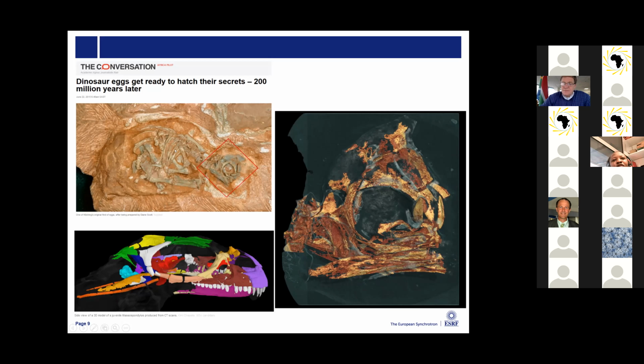This particular embryo is of a dinosaur called a Mesospondylus, and quite a number of adults have also been discovered in South Africa. This is a juvenile Mesospondylus skull that has also been CT scanned and segmented, and you can see the various features of what it would look like when it was older.